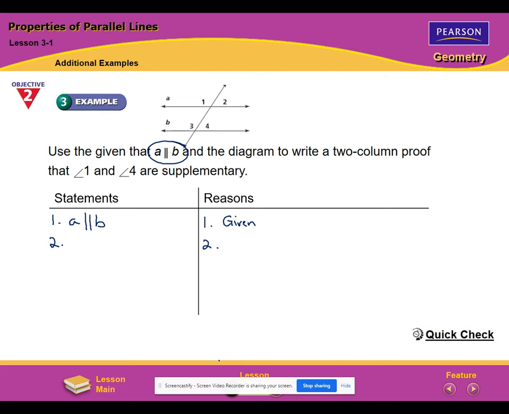And then we need to use some of the things we know. As I look at the picture here, I'm going to mark it as parallel, line A and line B. We want to show that angle 1 and angle 4 are supplementary. Well, we don't know that yet. Not only that, I'll point out also that 1 and 4 are not any classification that we have learned, right?